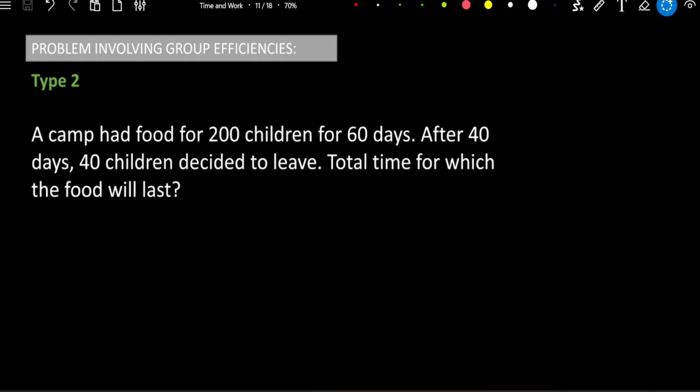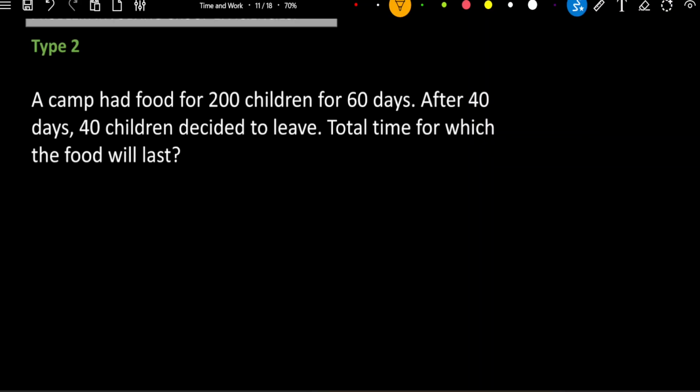So the problem says a camp had food for 200 children for 60 days. After 40 days, 40 children decided to leave. So we have to find the total time for which the food will last. Let me write down the data for you. A camp had food for 200 children for 60 days. Now, in the problems based on type 2, you have to focus on this word. This is a keyword, after.